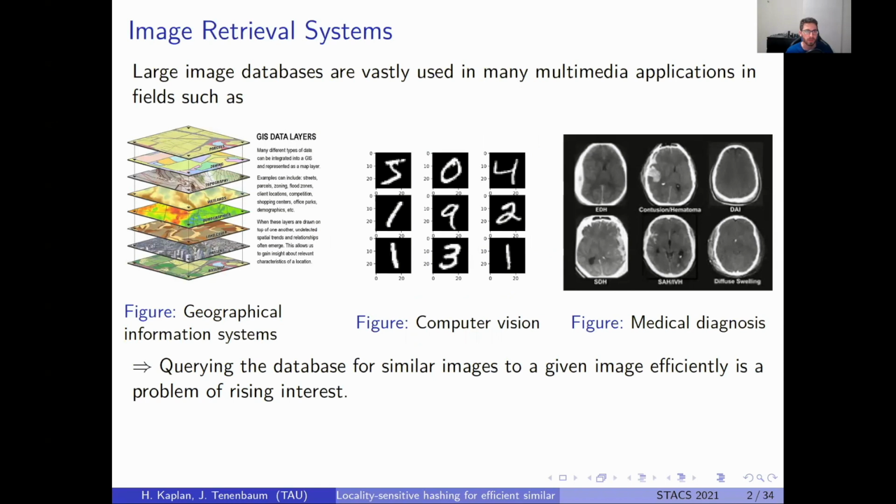Image retrieval systems are vastly used in many multimedia applications in fields such as geographical information systems, computer vision, and medical diagnosis. The databases are often huge, and querying the database for similar images to a given image efficiently is a problem of rising interest.